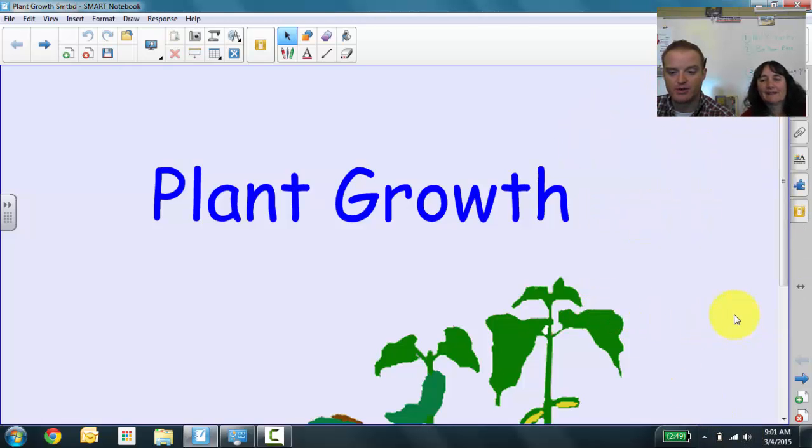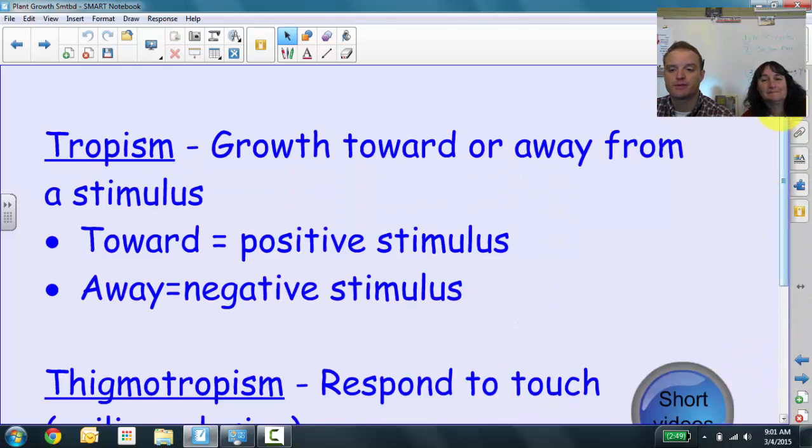And this is the video notes for section 5-4 on tropisms, or plant growth and plant response to stimuli, because they're alive, so they can respond to stimuli. So when a plant responds to a stimulus, we call that a tropism. And there can be a couple different types. So a tropism, simply put, is growth toward or away from a stimulus.